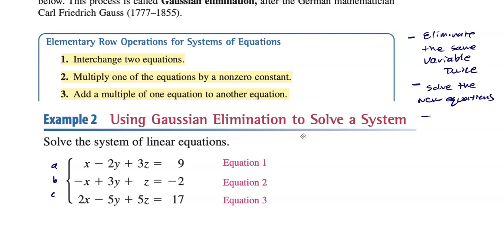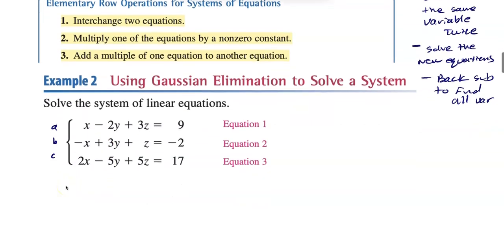And then back substitute to find all variables. So that's like the general rule, and it holds true here. You want to pick a variable to eliminate, and then you're going to do it twice.